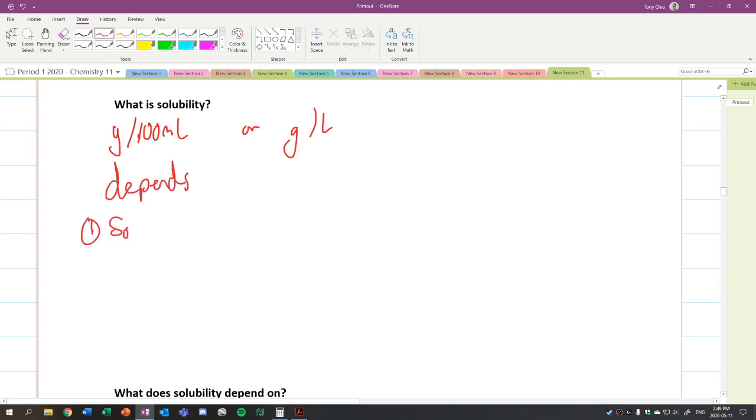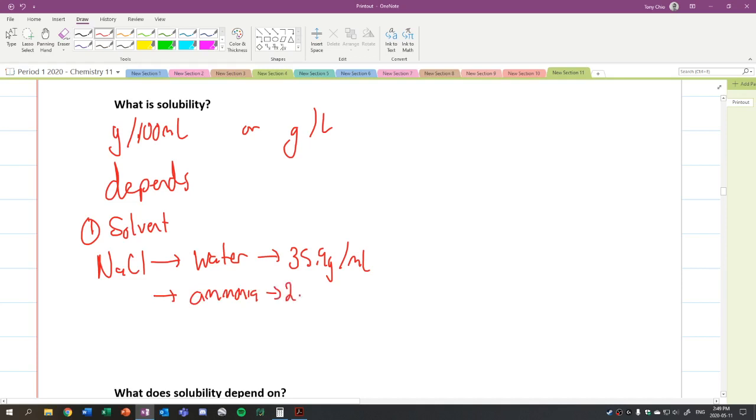Number one, it could depend on what the solvent is. Because, for example, NaCl, when it dissolves in water, can dissolve 35.9 grams per 100 milliliters. But when it's dissolved in ammonia, it can only dissolve 2.15 grams per 100 milliliters. So that should be 100 milliliters up there. And if it's dissolved in methanol, it can only dissolve 1.49 grams per 100 milliliters.